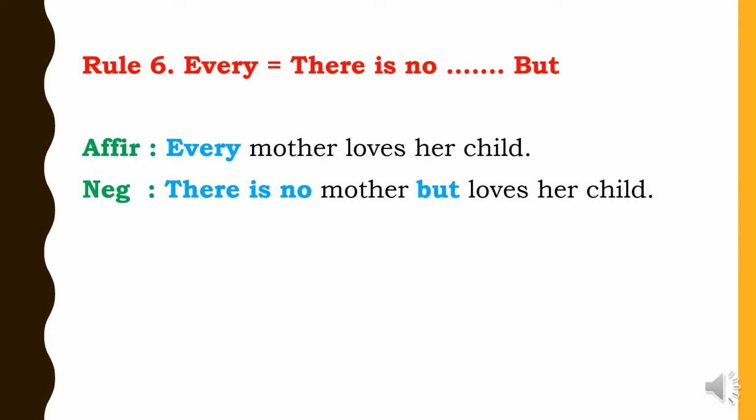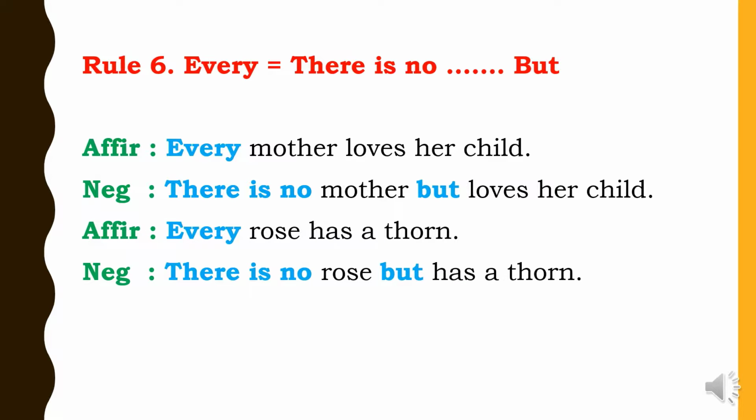That means instead of every we have to use there is no, then we have to use the word that is given after the word every, and then we have to use but. So this is what we did here, and that's why the negative form of this sentence becomes there is no mother but loves her child.